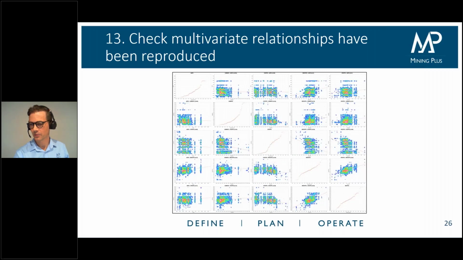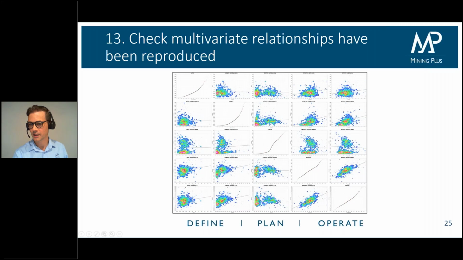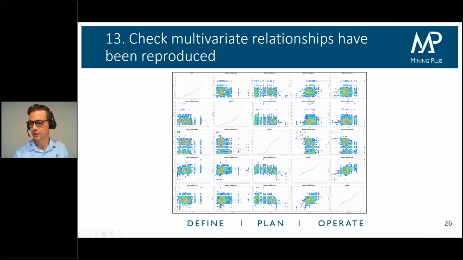I should have mentioned also that what we're looking at here is a point density. It's colored by point density. So where it's hotter, there's more points. Where it's cooler, there's fewer points. So we want to see the hot spots line up with the hot spots, which is mostly happening.